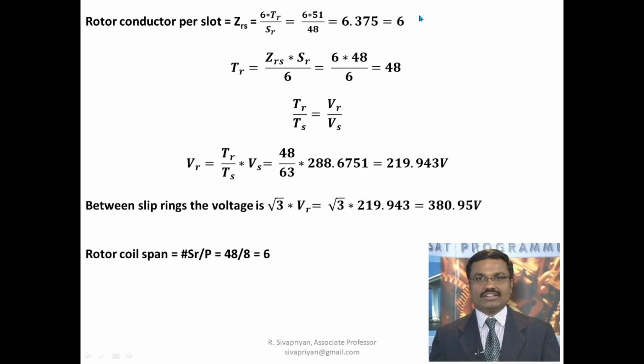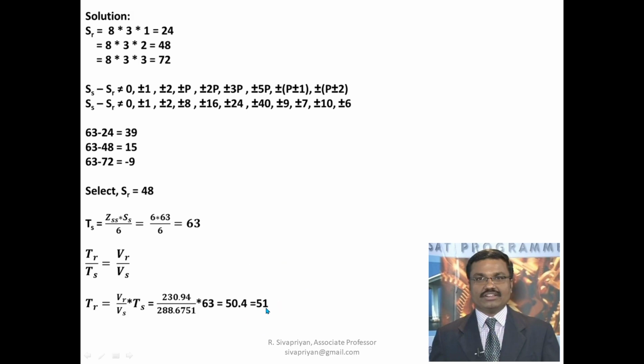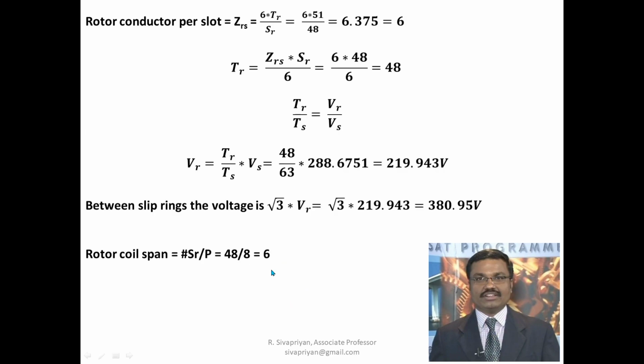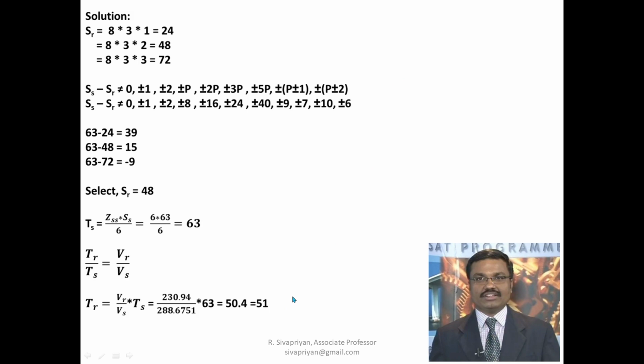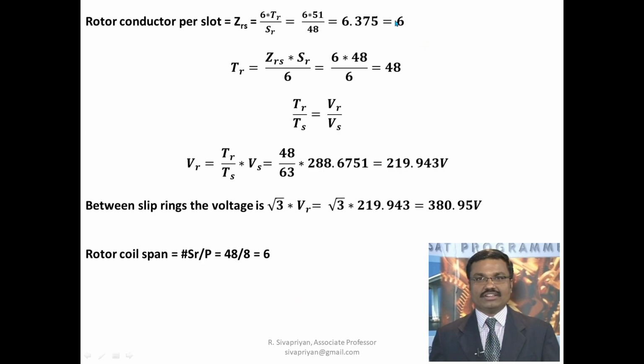So there will be a change in the turns. Again we need to find out the TR value. This is the corrected TR value, and this is the theoretical TR value. Now since we took 6.375 as 6, we have to find the original TR value. TR is nothing but ZRS into SR divided by 6. So if you substitute, 6 into 48 divided by 6, it becomes 48. This is the actual value after doing this correction. So TR, the total number of turns per phase on the rotor, becomes 48.